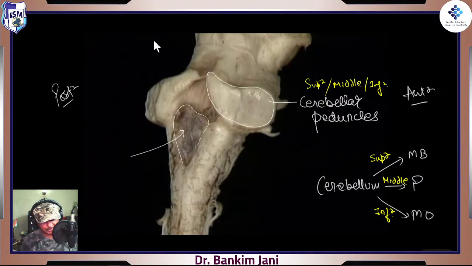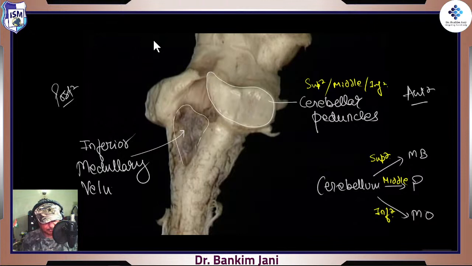Just do remember its name. This is what is called the inferior medullary velum, right? It is like a thin sheet. Now, if it is inferior, that means there must be a superior also. Otherwise, we would have called it only medullary velum. Well, exactly. Here it is, over here.